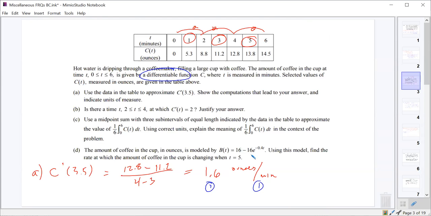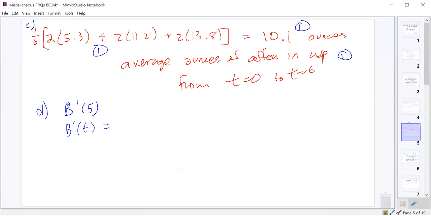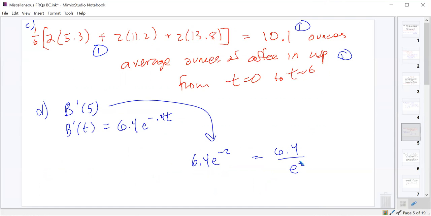So if our function was 16 minus 16e to the negative 0.4 t, first off, that 16 will go away. Negative 16 is the constant out in front, e to the negative 0.4 t. That's just e to the negative 0.4 t times negative 0.4. And so negative 0.4 times negative 16 ought to be a positive 6.4. So we got 6.4 e to the negative 0.4 t. And we'll evaluate this at 5. 5 times 6.4 e to the negative 2. Or if you want to write it 6.4 over e squared, that's fine also. Either way.